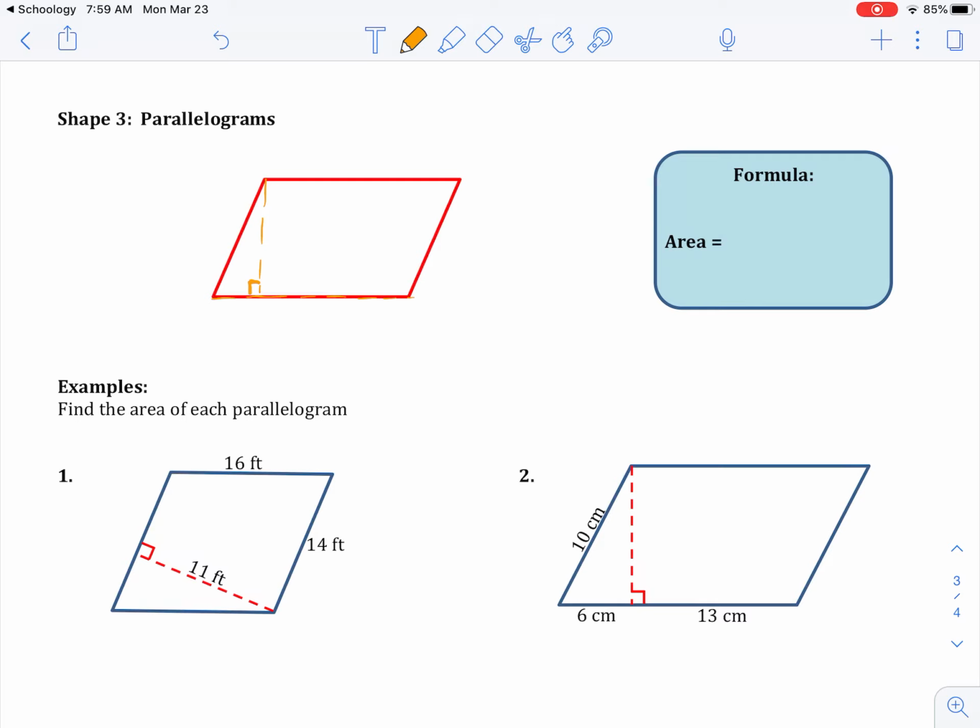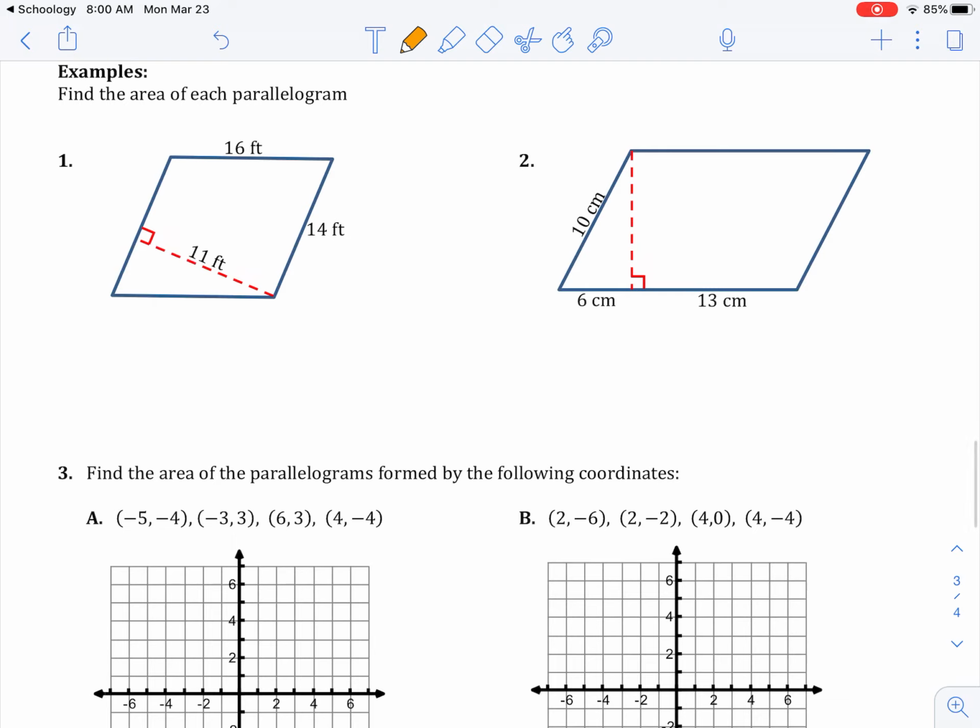So if it was on graph paper where it was tilted, you would still have to try to pick 2 lines that would be perpendicular and horizontal if you could make them that way. All right, this is your height, and then this whole entire thing is your base. So area equals base times height.